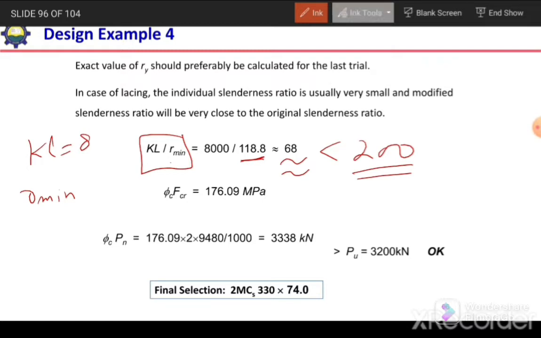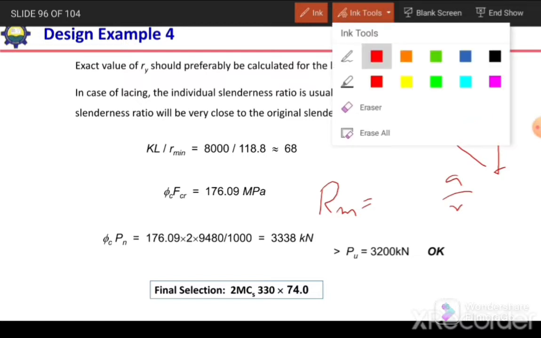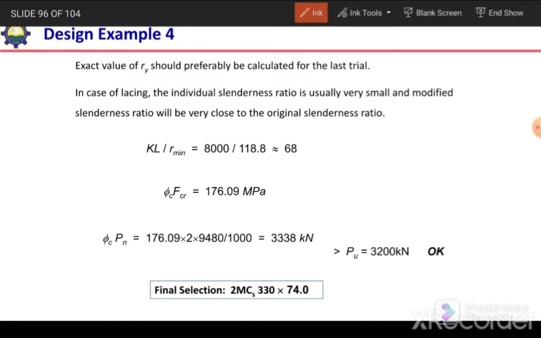And one thing we need to recall, that in the previous video I have discussed that in case of lacing, the distance between the lacing points is small, so the slenderness ratio of the individual member will be small, and there will not be any chance of buckling in the individual member. So as the slenderness ratio of the individual member a over Ri is small, the modified slenderness ratio will also be close to the original slenderness ratio of the built up section. So in case of lacing, we need not calculate the modified slenderness ratio.